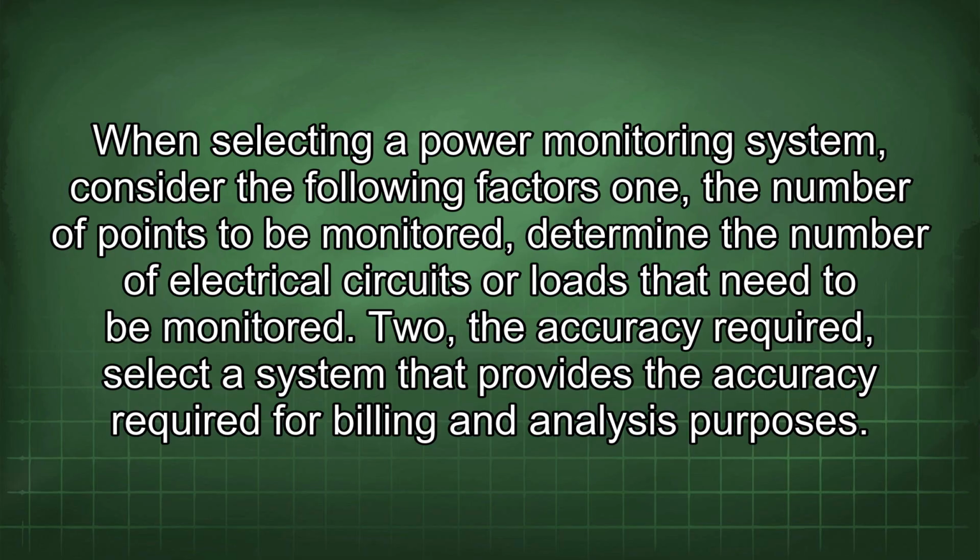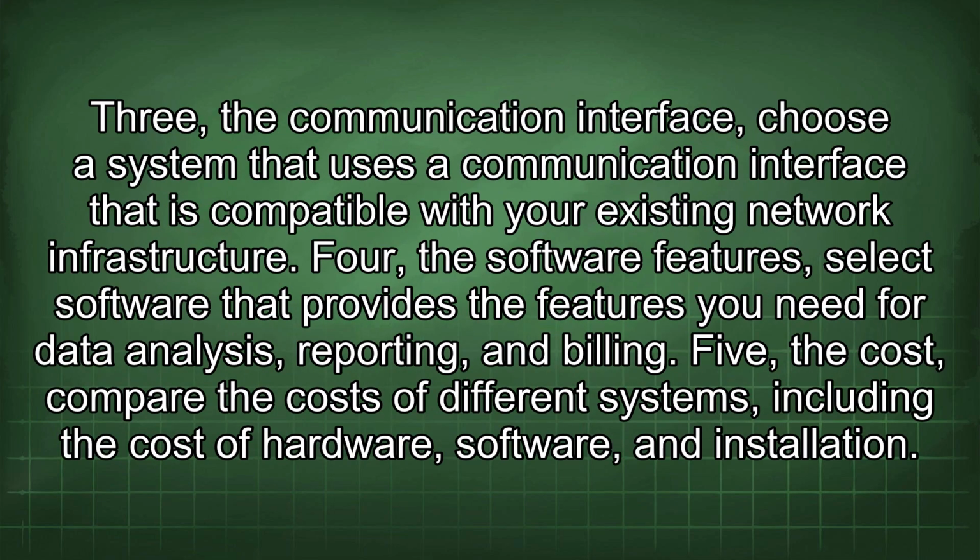When selecting a power monitoring system, consider the following factors. 1. The number of points to be monitored. Determine the number of electrical circuits or loads that need to be monitored. 2. The accuracy required. Select a system that provides the accuracy required for billing and analysis purposes. 3. The communication interface. Choose a system that uses a communication interface that is compatible with your existing network infrastructure. 4. The software features. Select software that provides the features you need for data analysis, reporting, and billing. 5. The costs. Compare the costs of different systems, including the cost of hardware, software, and installation.